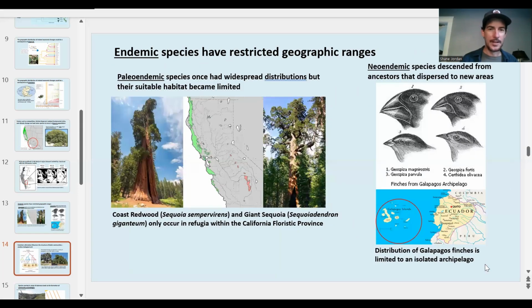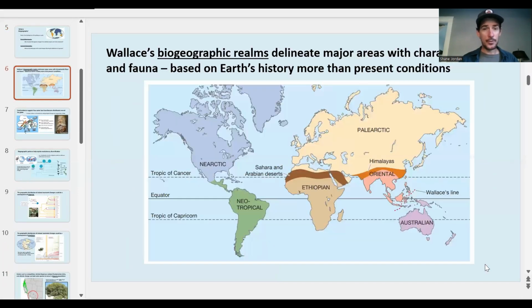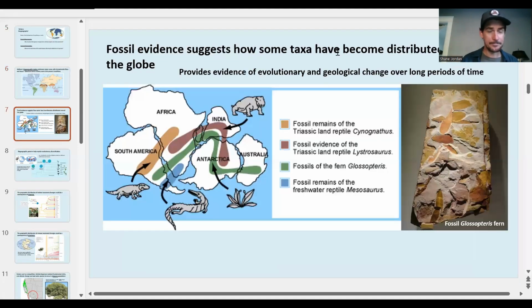And this is what led Alfred Russel Wallace to understand the distribution of these different biogeographic realms, although he might not have understood all of the underlying evolutionary and geographic principles behind this. He certainly recognized that there was something going on.